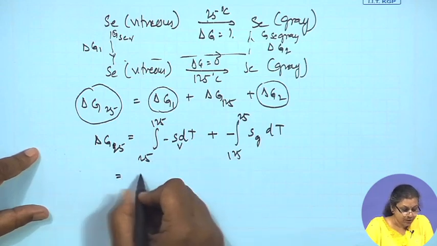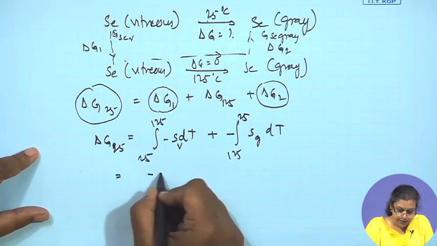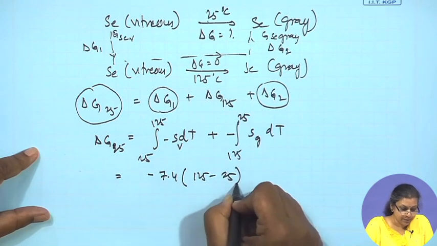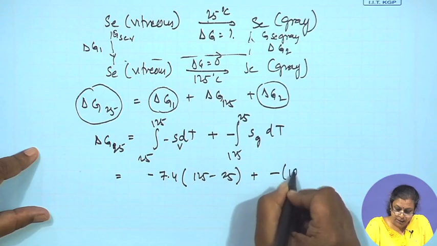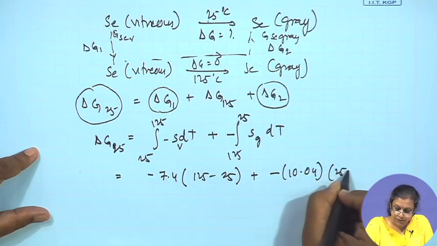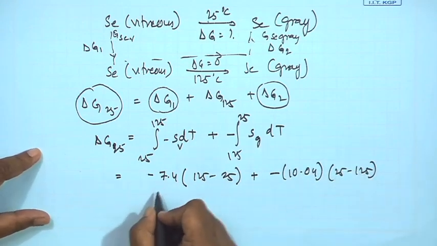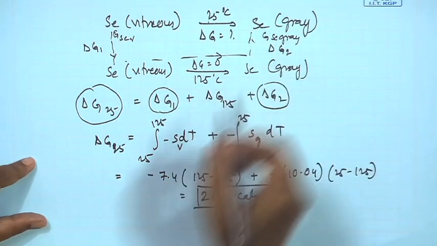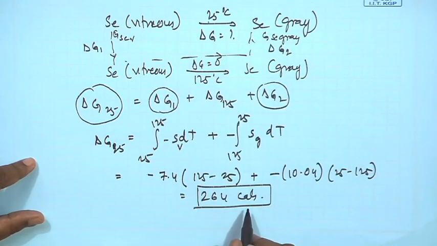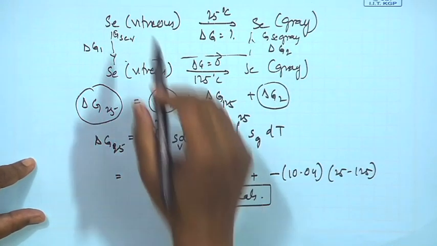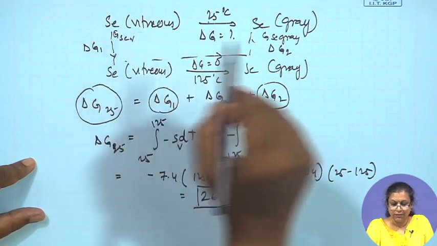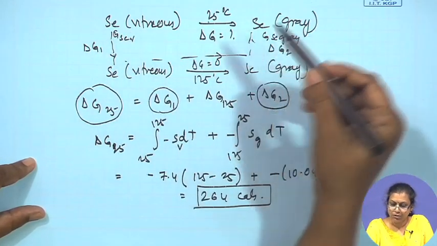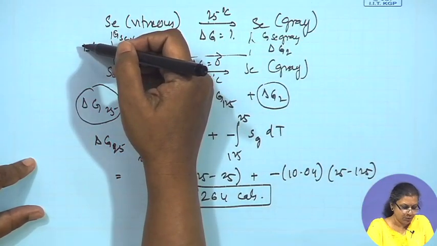So, if you substitute the values, what do you get? Minus 7.4 times 125, just substituting the values, minus 10.04 times (25 minus 125), which gives you the value as 264 calories. For this transition, delta G is positive, which states that this transition from vitreous selenium to the grey variety of selenium cannot be a spontaneous process, but the reverse case has to be spontaneous.